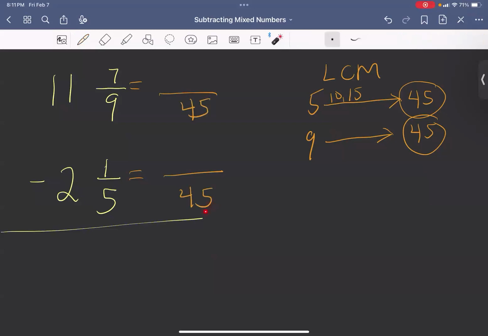So then 45 divided by 5 is 9. 9 times 1 is 9. What do I have to do next? 45 divided by 9 is 5. What do I have to do next? Multiply. 5 times 7 is 35.